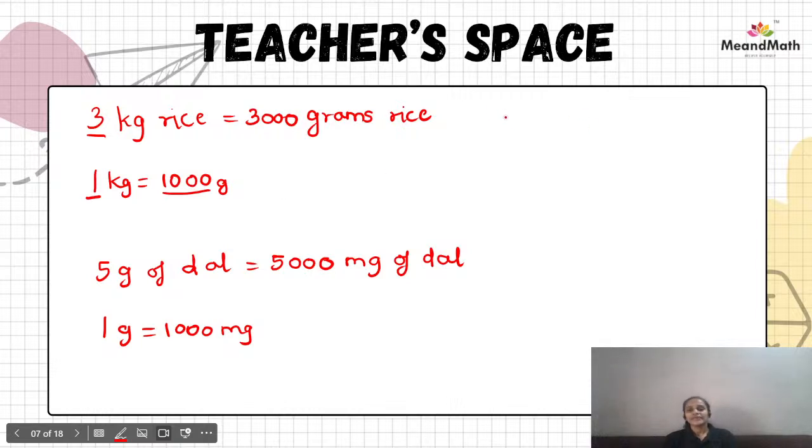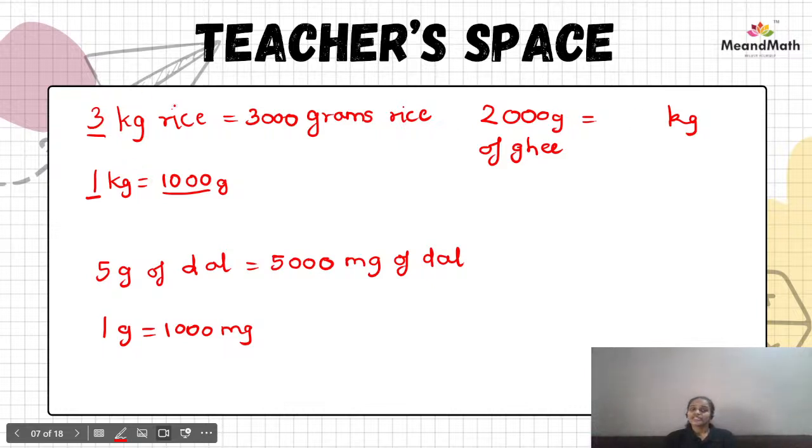Okay, very good. Let's say I have 2000 grams of ghee. So it is equal to how many kgs? Now I'm talking about the inverted thing. I'm giving you the grams, and you have to convert it into kg.